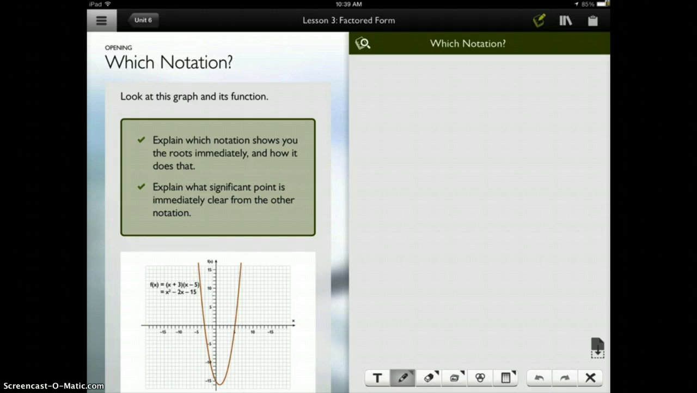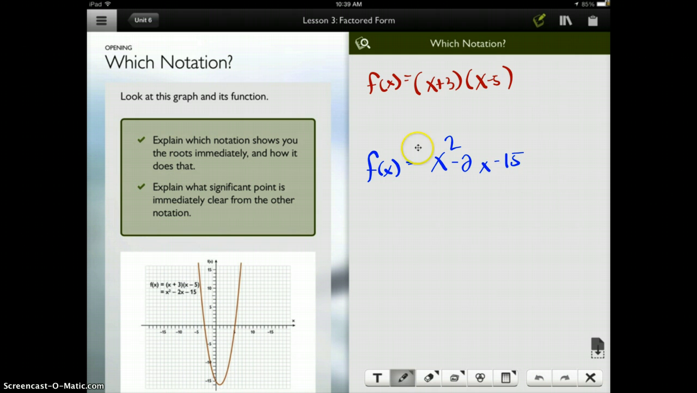Okay, so if you click on the picture and you make it a little bit bigger, let's write down the two forms that we have available to us. The first one that's written says f of x equals x plus 3 and x minus 5. That's our first form. And the second form is f of x equals x squared minus 2x minus 15. These are the two forms they give us. You can expand yours and make it a little bit larger so you can see it more clearly.